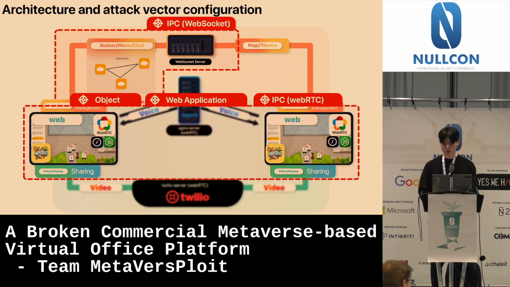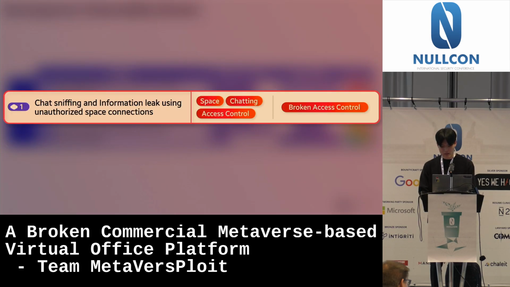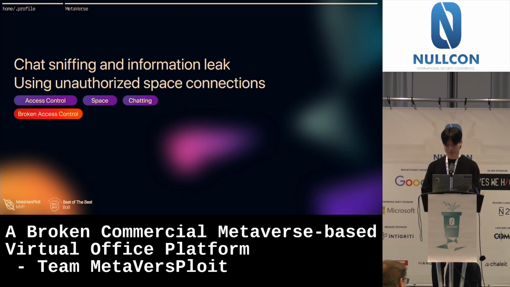This is architecture of CommSpace. It uses WebSockets to send avatar, movement, chat information, and communicate map and SIM settings information. WebRTC communication uses Agora server to transmit voice and Twilio server to transmit video and display. A total of 5 vulnerabilities were identified. Among them, we will introduce the socket manipulation vulnerability that we consider to be serious.